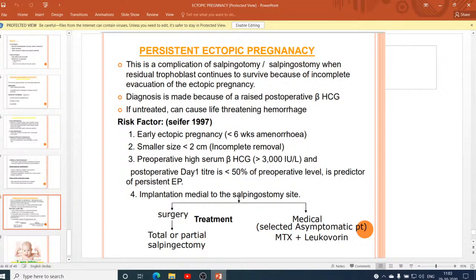Risk factors: early ectopic pregnancy, less than 6 weeks amenorrhea, smaller size less than 2 cm, incomplete removal, preoperative high serum beta HCG greater than 3000, and postoperative day 1 titer less than 50% of preoperative level is predictor of persistent ectopic pregnancy. Implantation medial to salpingostomy site. Surgery, total or partial; or medical, in selected asymptomatic patient, methotrexate plus leucovorin.